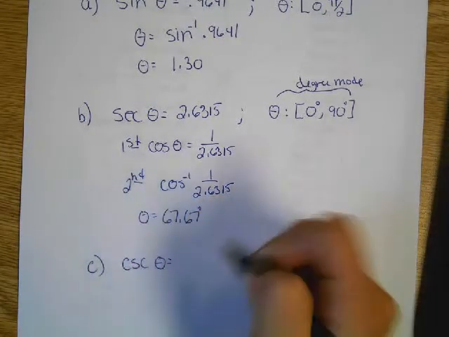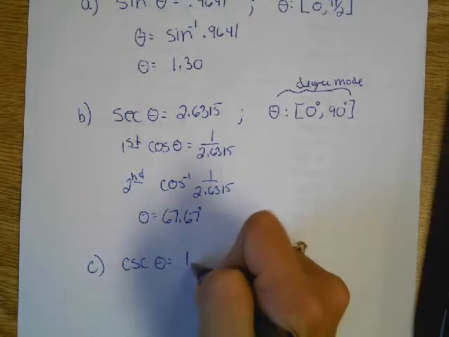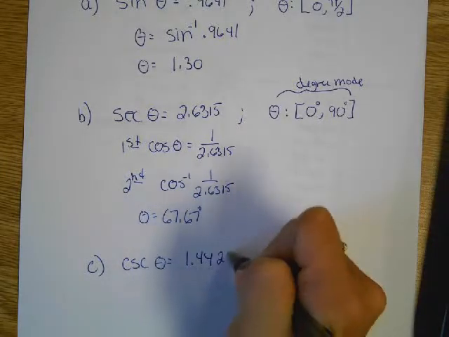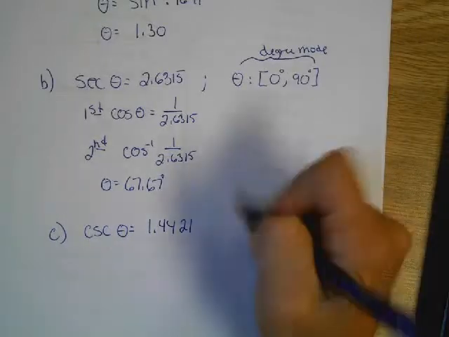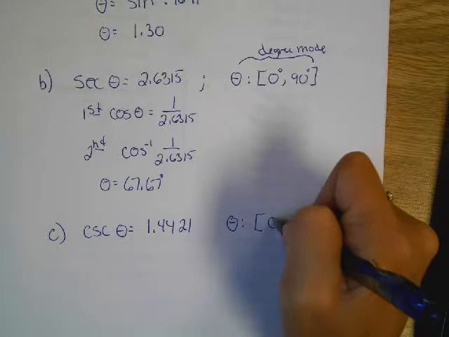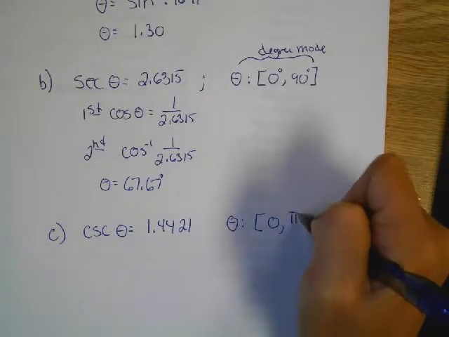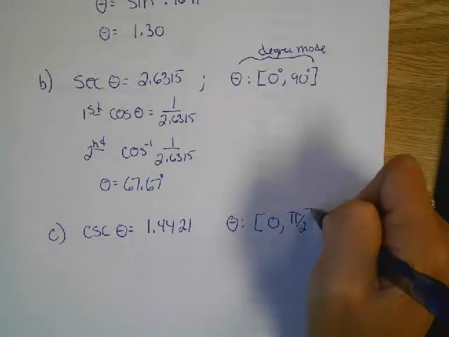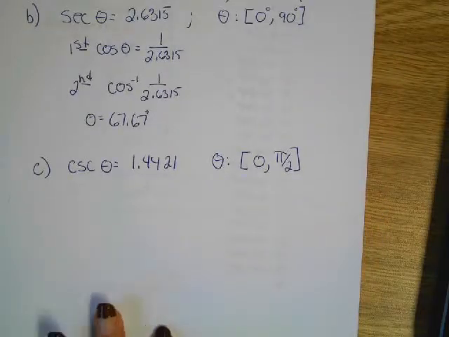Cosecant of theta equals 1.4421. Theta is between 0 and pi over 2. You execute that problem.